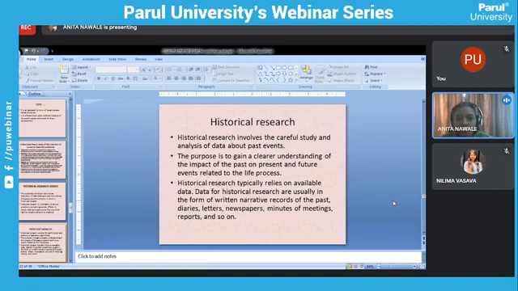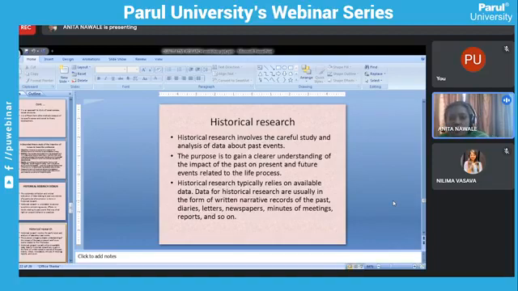Historical research involves the careful study and analysis of data about past events. The purpose is to gain a clearer understanding of the impact of the past on present and future events related to the life processes. Historical research typically relies on available data. Data for historical research are usually in the form of written, narrative records of the past: diaries, letters, newspapers, minutes of the meetings, reports, and so on.